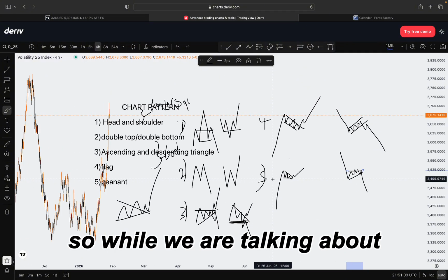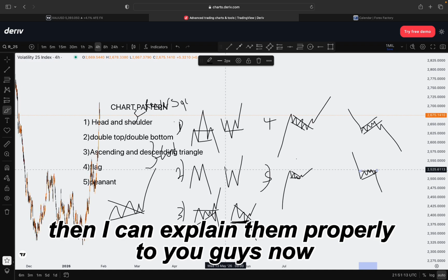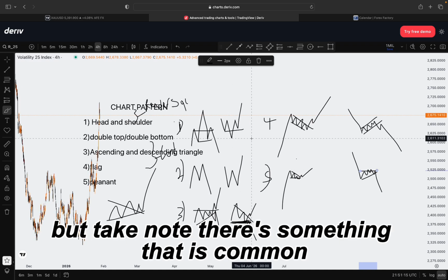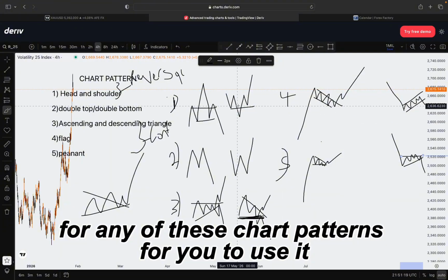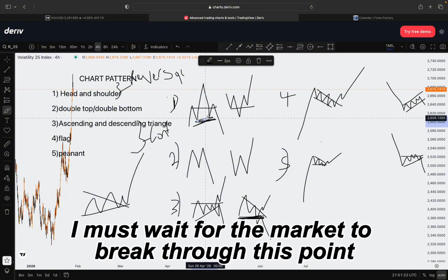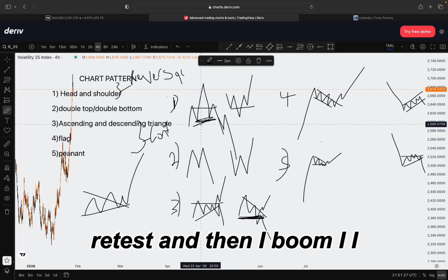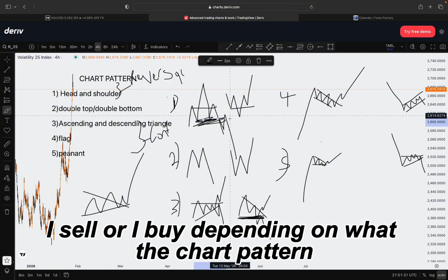When we are talking about how to make use of them to get entries, then I can explain them properly to you guys. But take note, there's something that is common with all the chart patterns. For any of these chart patterns, for you to use it, for example, if I want to use this neckline, I must wait for the market to break through this point, retest, and then I go in. Either I sell or I buy, depending on the chart pattern.